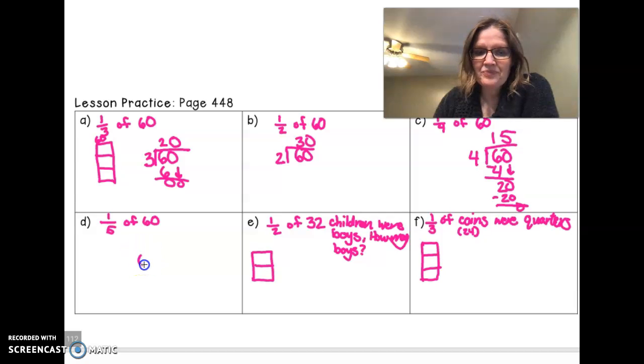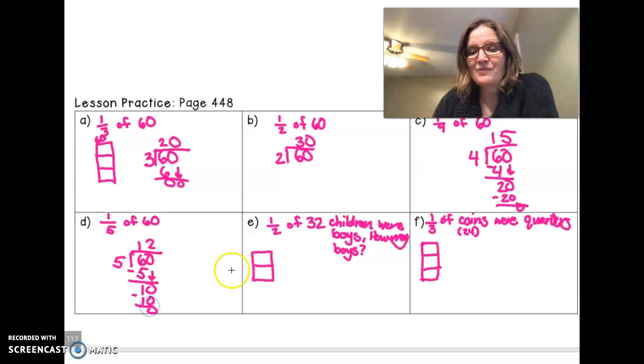1/5 of 60. We're going to take 60 and divide it by 5. 6 can be divided by 5 one time. 1 times 5 is 5. Subtract, we have 1. Bring down our 0. 10 can be divided by 5 twice. So we can say 12. We also do know our math facts, and we know that 5 times 12 is 60.